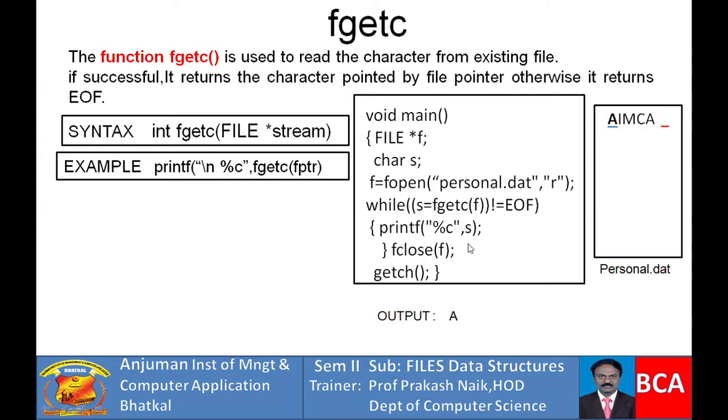What is done in the body of the while loop? There is a printf statement. printf %c comma s. What is the content of s? The content of s was A. So you can see here in the output what is printed? A is printed. Now for a while loop, there is an open brace and there is a closing brace. Open brace refers to the beginning of the while loop. Closing brace refers to the end of the while loop. So when it reaches the closing brace, the control jumps back to the while statement.